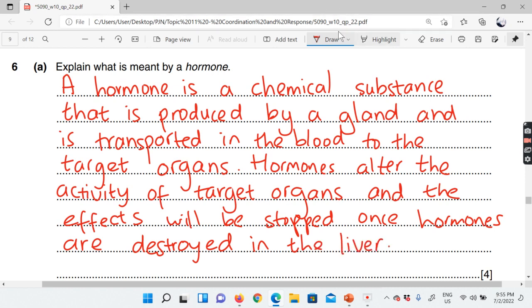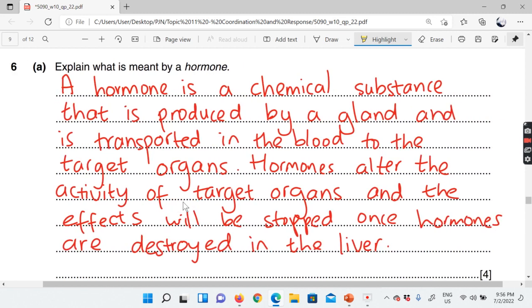Alright, so where can I find the 4 marks? In this whole definition, 1, 2, 3, 4, 5, 6, there are 6 points. If you can mention all of this, you gain a full 4 marks. So where can you gain the mark?